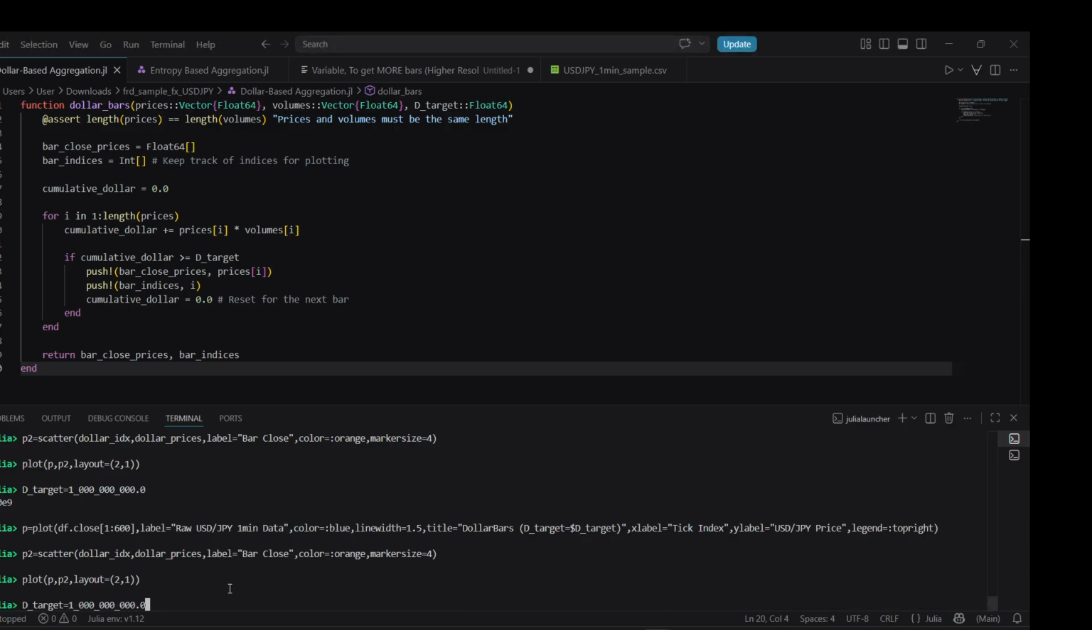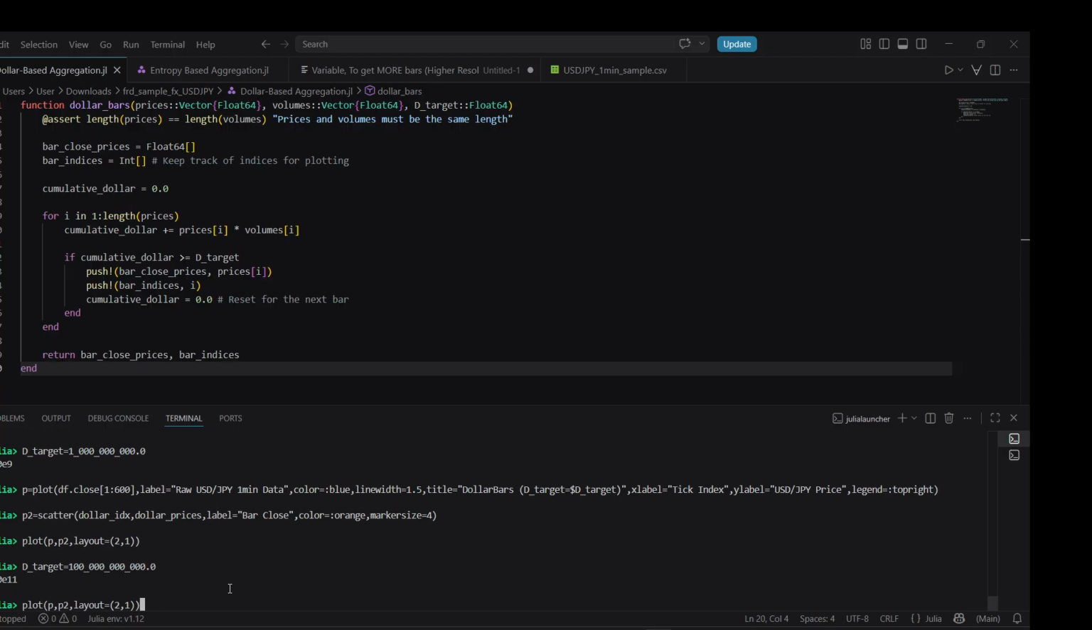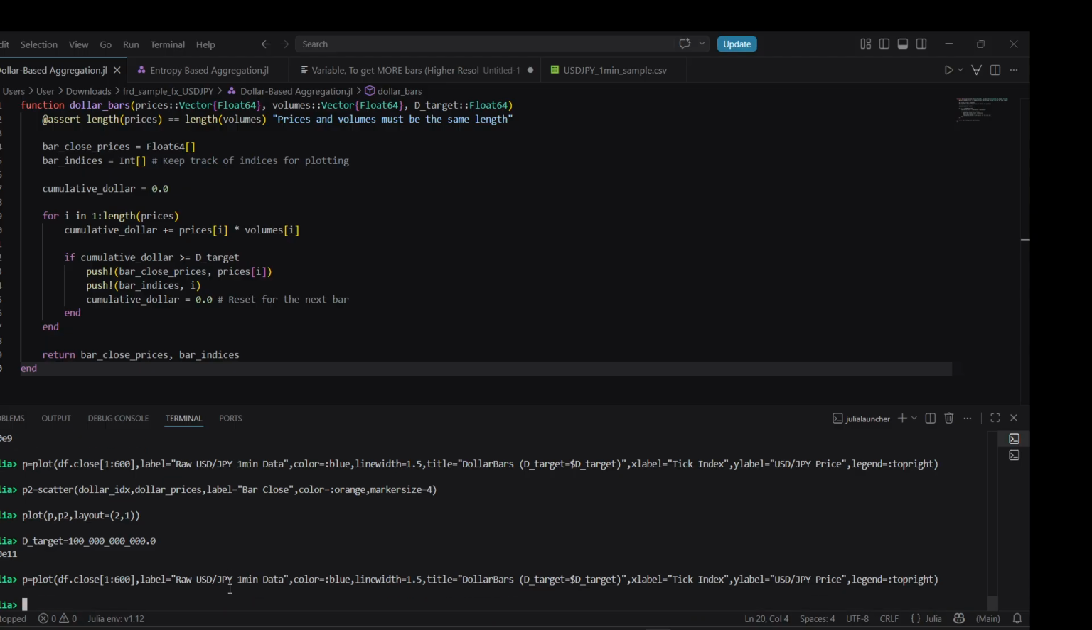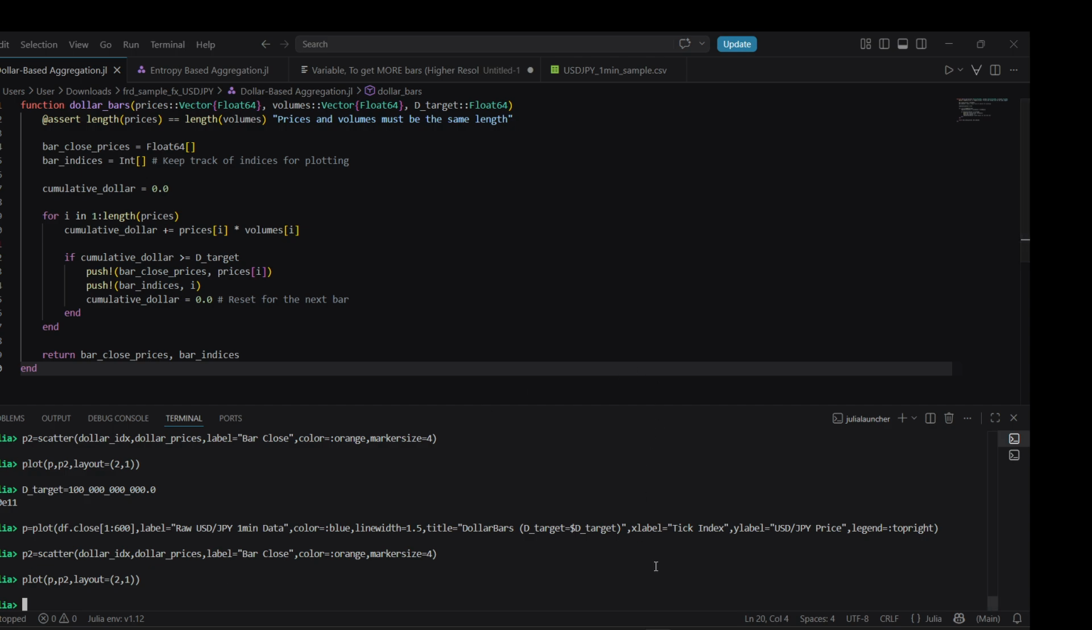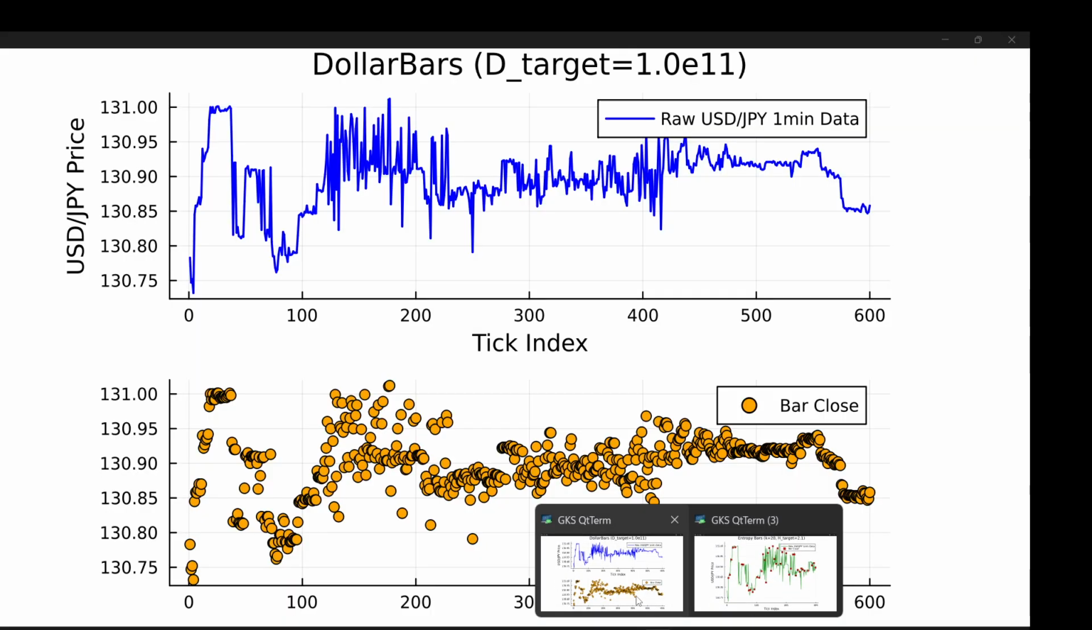I'm gonna try the last big number. This one is a real big number. I'm gonna go for the 100 billion. And after this, we're going to talk about entropy-based aggregation, which is a far more advanced aggregation method, but it's interesting.